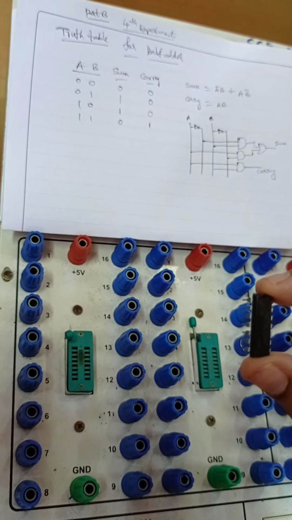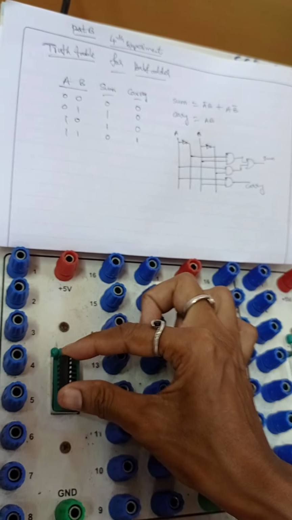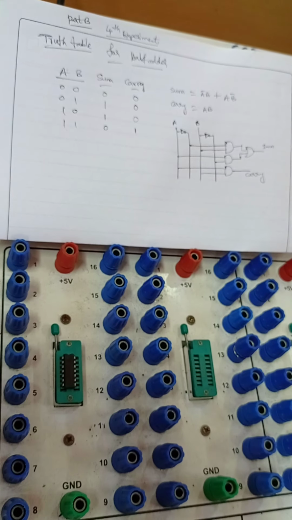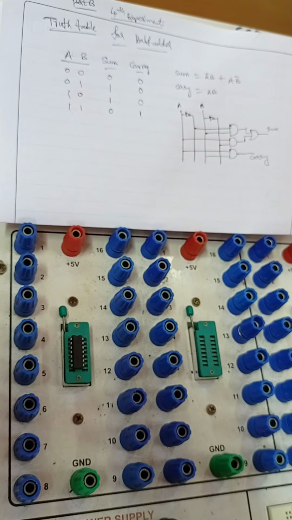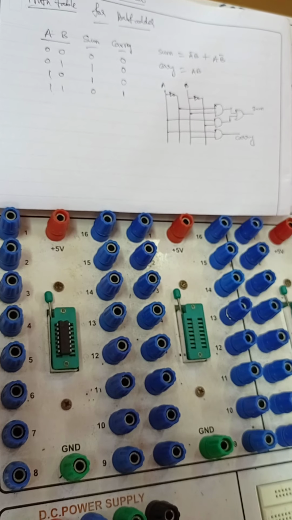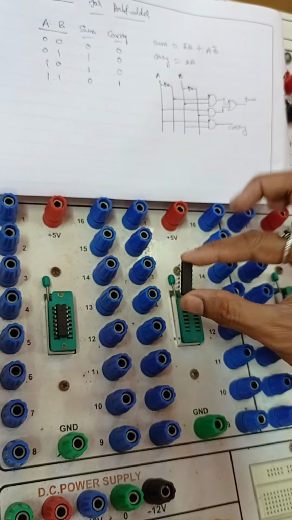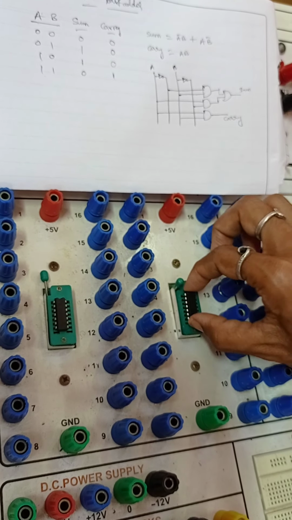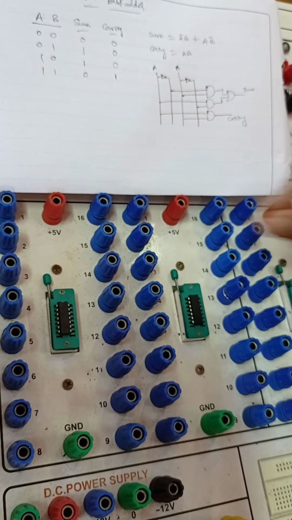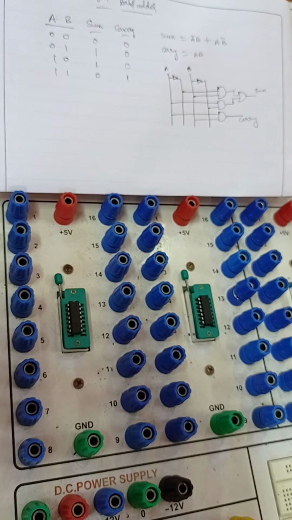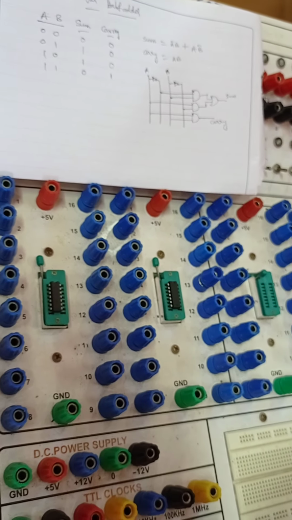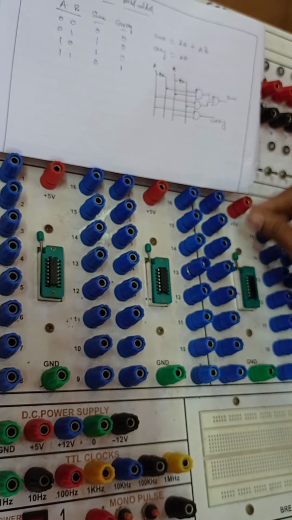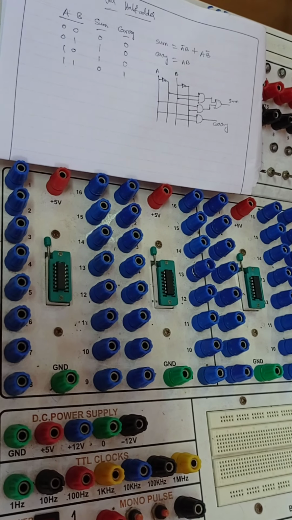Now I am taking the 7404 IC and placing it here. NOT gates can be connected by using this. Now the 7408 IC is used as the AND gate, and the 7432 IC for the OR gate. Now I will connect it according to the circuit.